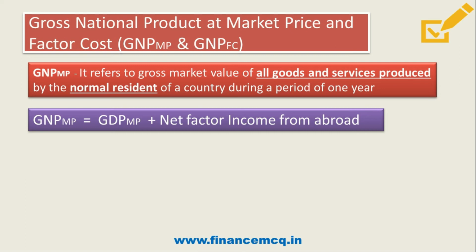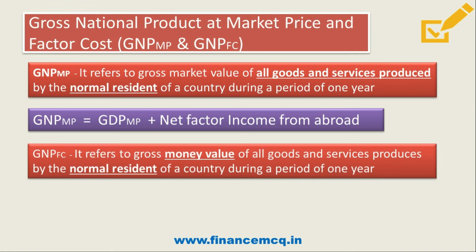So to calculate gross national product at market price, what we have to do, we have to add net factor income from abroad. That is what we receive from abroad and what we pay to abroad. We have to net it out and we have to add that to gross domestic product at market price. So I hope this gross national product at market price is clear.